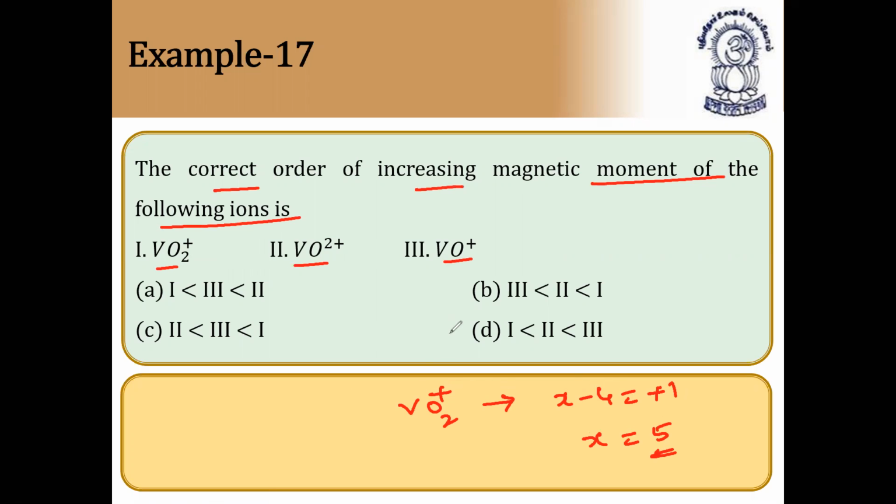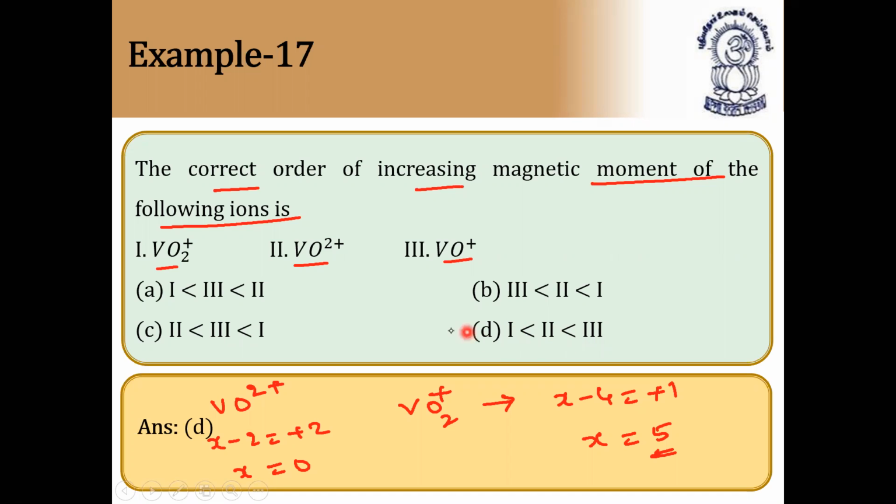And second case, VO plus 2. So X minus 2 is equal to plus 2, so X is equal to 0. Third case, it is VO plus, it is 1. So the answer should be, which is having highest magnetic moment, that is number of unpaired electrons, that is having highest magnetic moment. So the answer is 1 is less than 2 is less than 3, because 1 is a plus 5 state, 2 is plus 2 state, and 3 is plus 1 state.